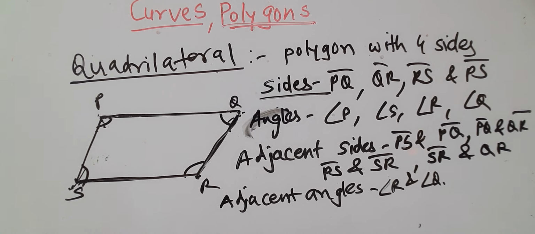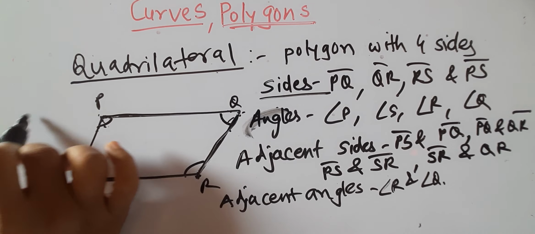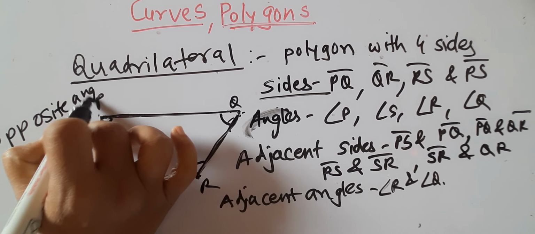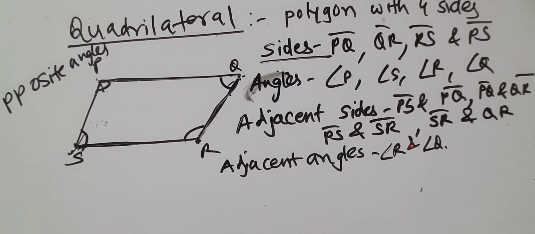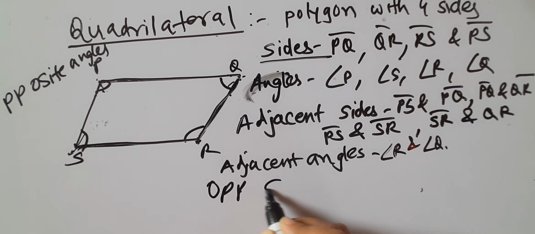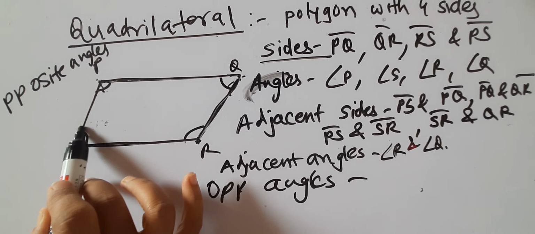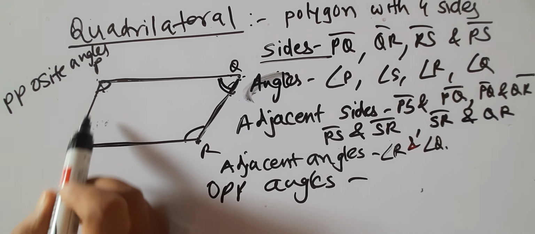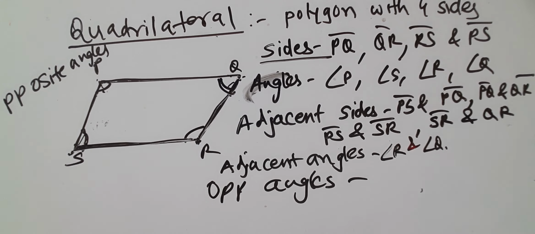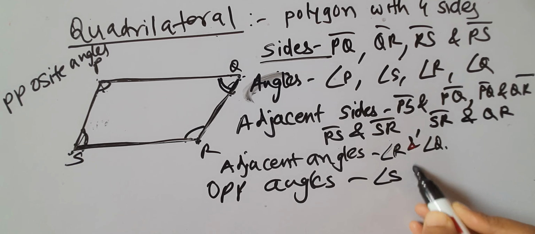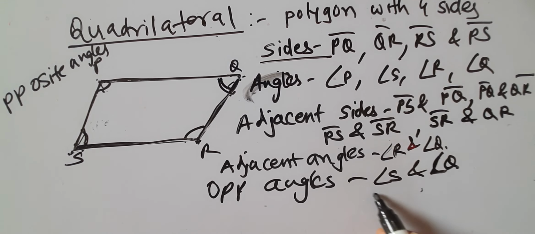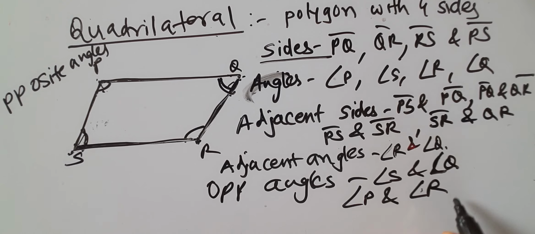And similarly, last we have opposite angles. What are opposite angles? Here S and Q are opposite angles. They do not have any common segment. They do not have a common side, so they are known as opposite angles. Adjacent angles are angles with a common side. Angles which do not have any common side are known as opposite angles. So here S and Q are opposite angles. Similarly, P and R are opposite angles.